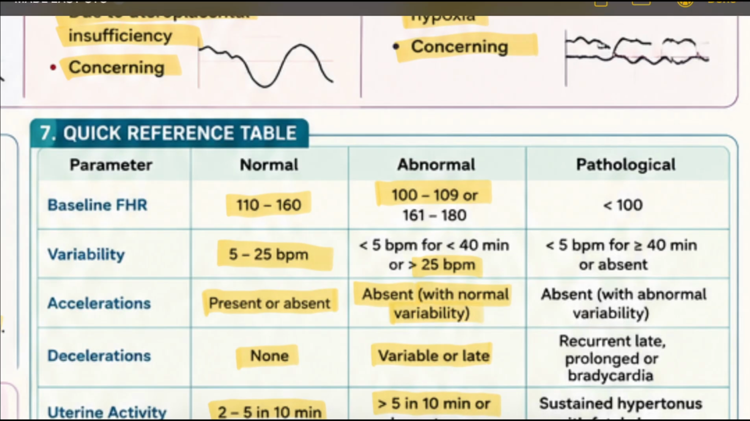Next, we can see pathological. Pathological will be less than 100 beats per minute baseline fetal heart rate, and the variability will be less than 5 beats per minute for greater than or equal to 40 minutes, or absent. Next, accelerations absent with abnormal variability. Next, decelerations like recurrent, late, prolonged, or bradycardia. At last, uterine activity like sustained hypertonus with fetal changes. Okay, so these are the main things we have to know.